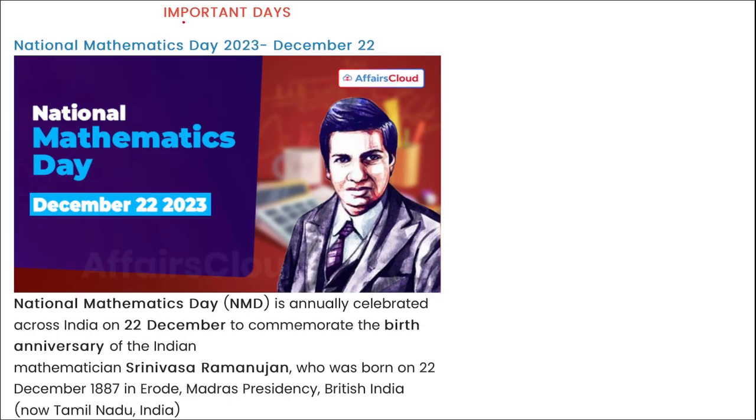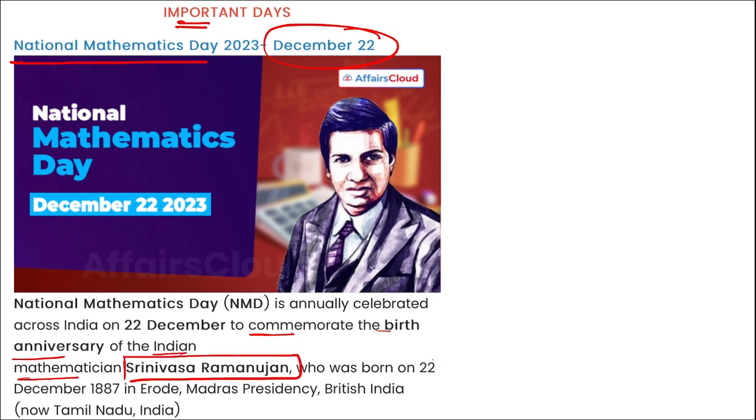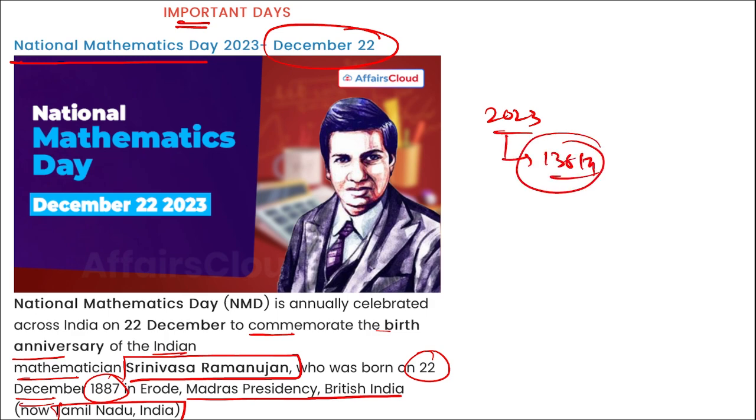Next, and the last news for the day, is important days. National Mathematics Day is observed on 22nd of December, to commemorate the birth anniversary of Indian mathematician Srinivasa Ramanujan. Right? He was born on 22nd of December in 1887 in Madras Presidency in British India, that is now Tamil Nadu. Correct? And 22nd of December 2023 marks the 136th birth anniversary of S. Ramanujan. Correct? The first ever National Mathematics Day was observed in the year 2012.